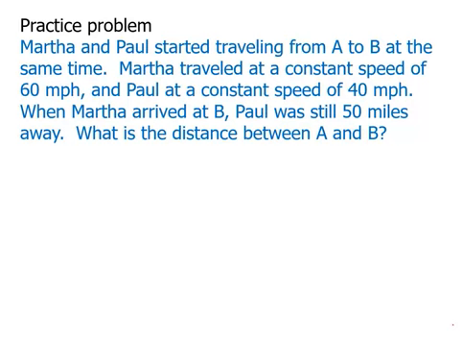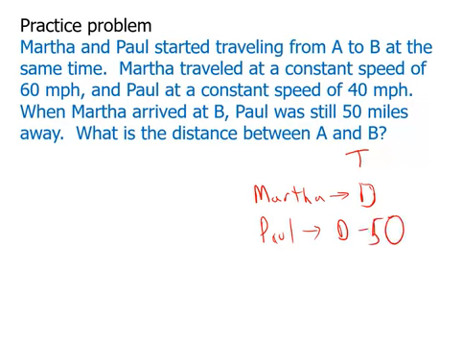What is the distance? So notice, first of all, that the time, we'll just say that time t is the time from the starting point to when Martha arrived. And so Martha, of course, traveled that whole distance d. But what about Paul? Paul didn't get all the way to d. He was still 50 miles away. So that is d minus 50. And so the distance that we're going to use for Martha is d. The distance we're going to use for Paul is d minus 50.